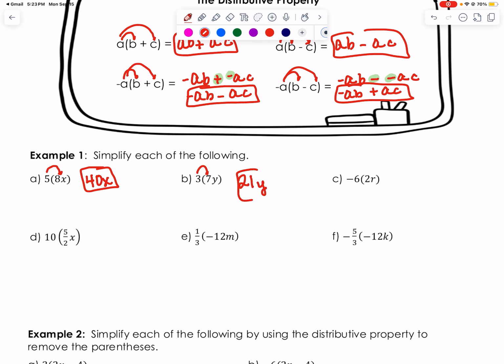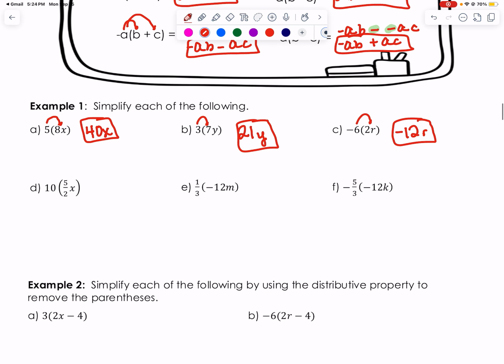All right, pause the video and try problem C on your own. All right, welcome back. Let's see how you did. Negative 6 times 2r. Hopefully you got negative 12r. So check your answer with mine.